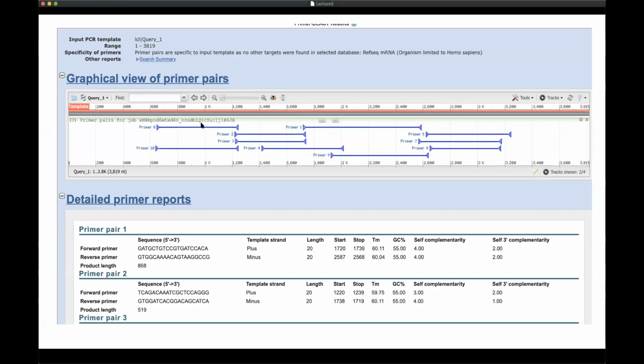But other things are really obvious here. If you want to amplify something that's long, the spike protein is coded for by about 3,819 nucleotides, you cannot amplify it as one amplicon. You have to chop it into individual pieces.